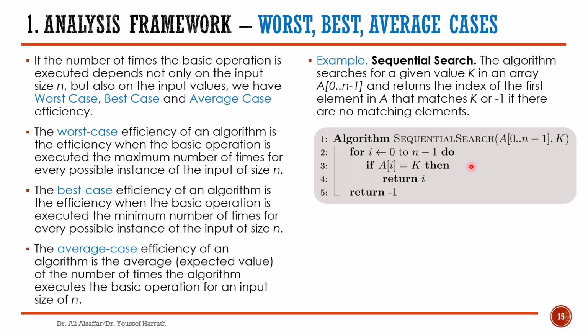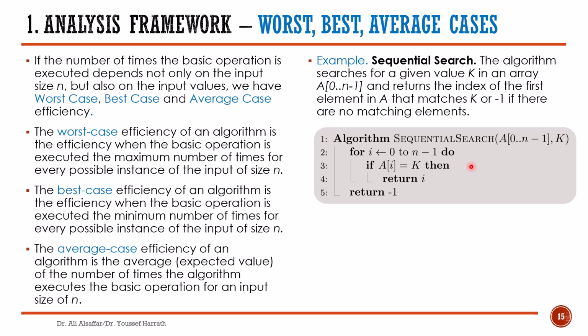Notice that the basic operation is the key comparison at line 3, and the efficiency of the algorithm is not every case efficiency, because the number of comparisons is not always the same for every possible instance of the array. As an example, if the key is at index 0, I mean if a0 is equal to k, then the algorithm will make one key comparison and stop the loop.